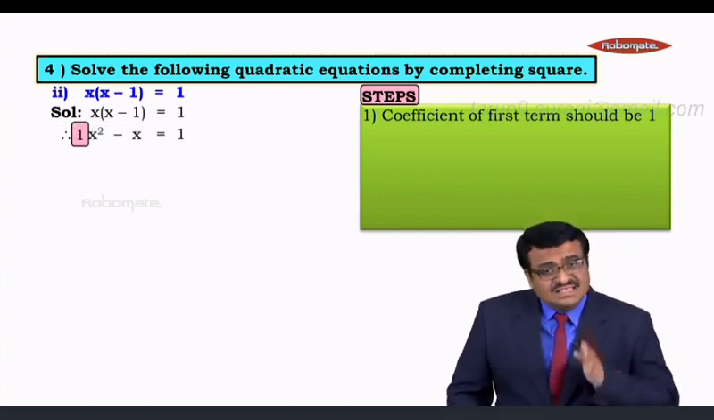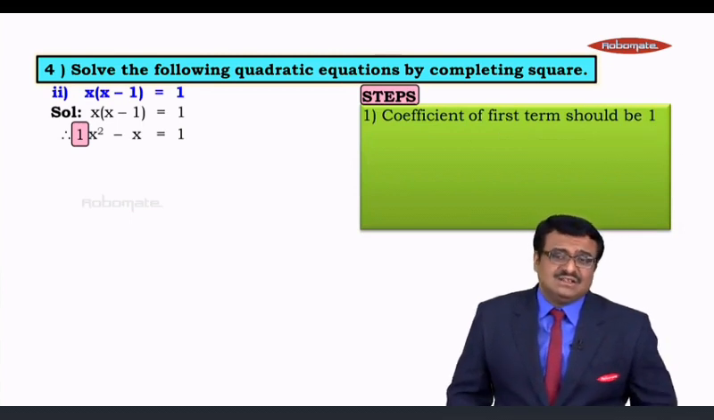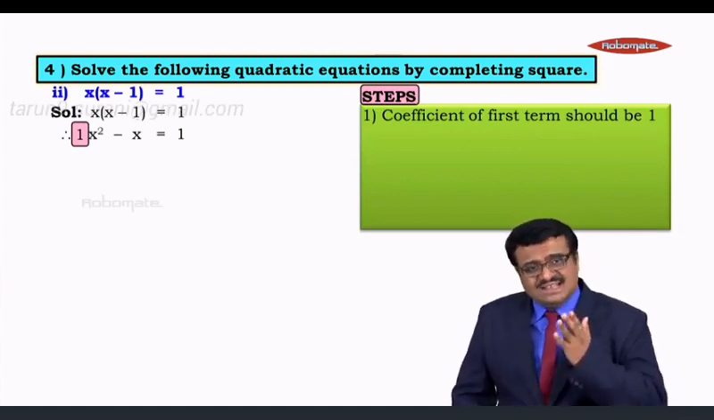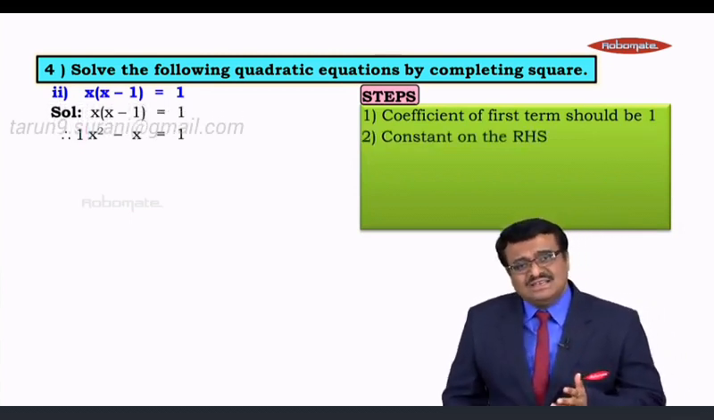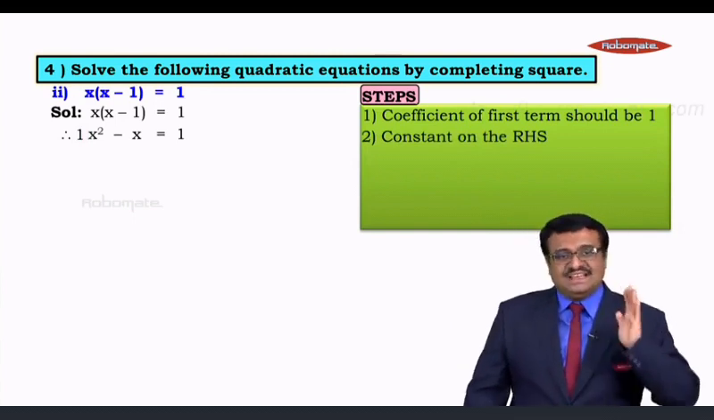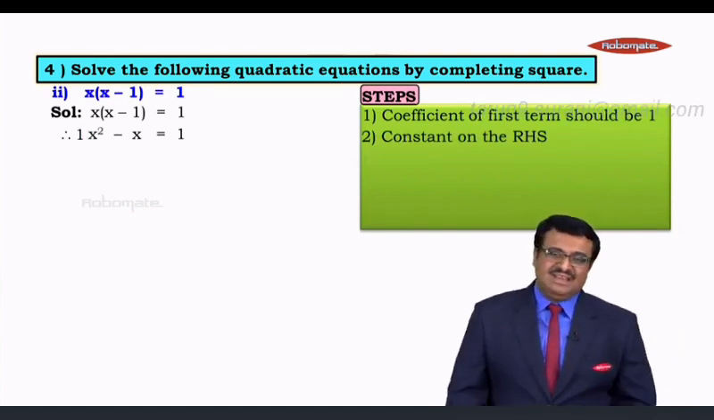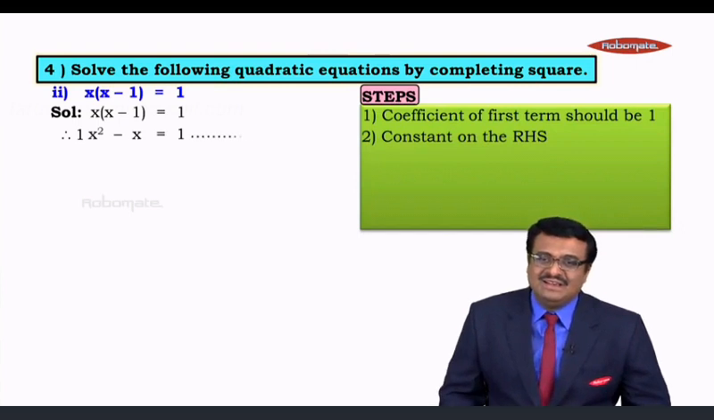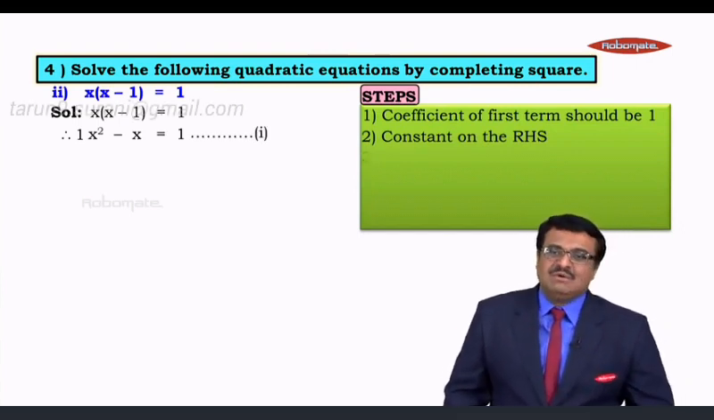Second step, send the constant term to the RHS. The constant term is 1 here and it is in the RHS. So second step, constant term is on the RHS. So second step is also done for us, right? So we have to start from the third step, right? So we'll call this as equation number 1.